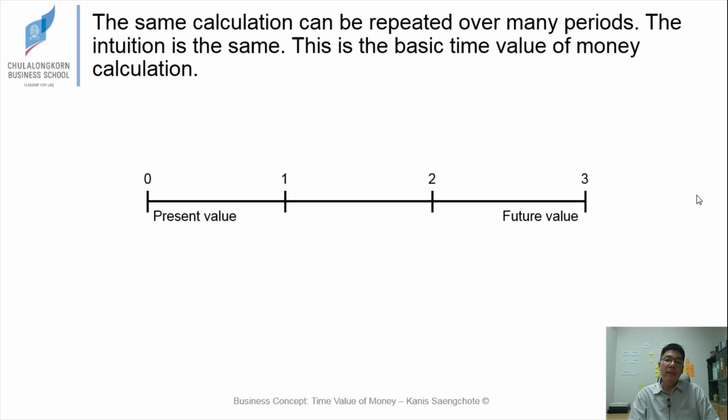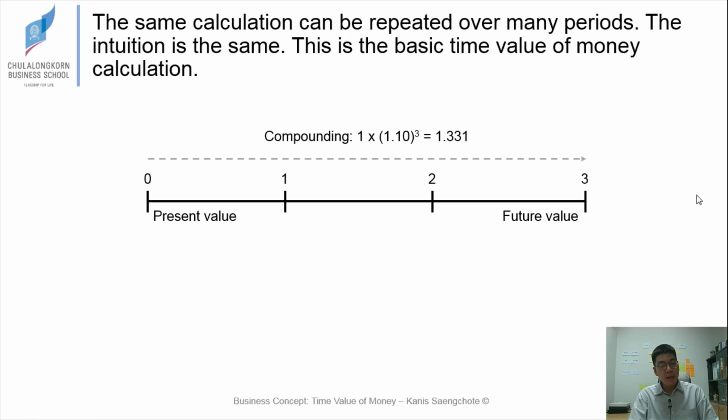Now, the same calculation can be repeated over many periods. The intuition is the same. And that's the basic time value of money calculation. The 1 million today becomes 1.1 million next year. That 1.1 million grows 1.1 times, becoming 1.21 million. And then finally, in the third year, the 1.21 million becomes 1.331. Instead of doing this math repeatedly, we notice that money increases 1.1 times every year, right? So instead of multiplying by 1.1 three times, you could multiply by 1.1 raised to the power of 3. And that's a compounding process. We began with 1, we ended with 1.331.